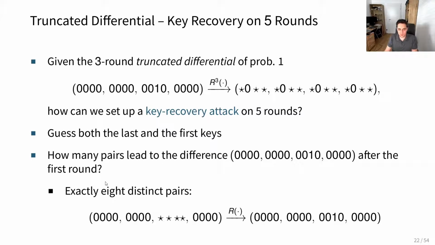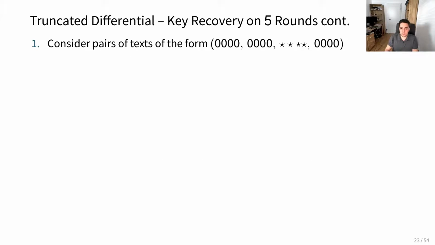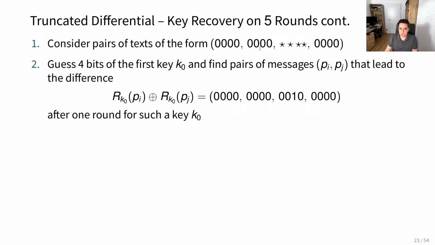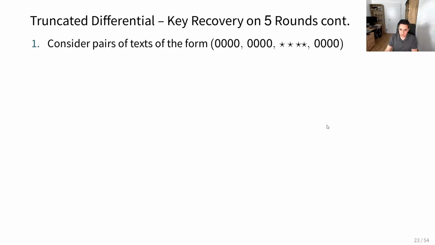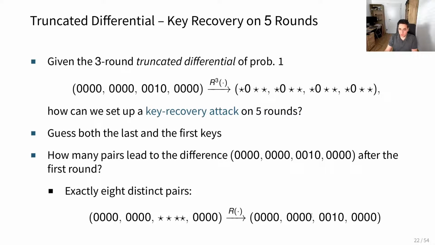It turns out that there are exactly 8 distinct pairs which map to this difference here. The idea is that we consider these pairs, we don't know them exactly, and we guess 4 bits of the first key in order to have some candidate plaintexts which actually fulfill this difference we want after one round.